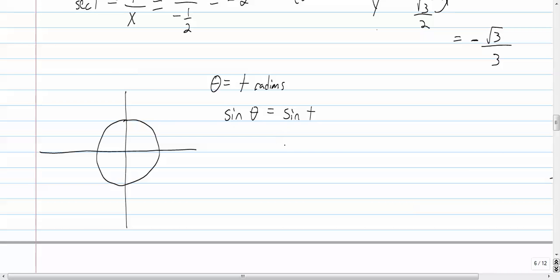So we can do that for all 6 trig functions. It is more common to use theta. Just let theta equal t radians. So how can we use this to find the value of the 6 trig functions at some of the points that we know on the unit circle for sure?